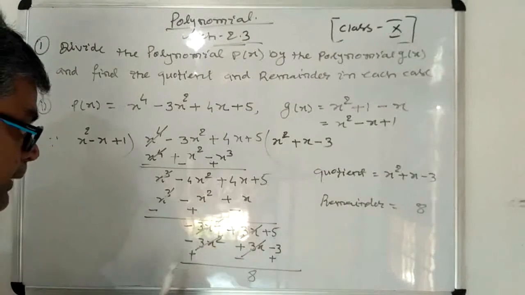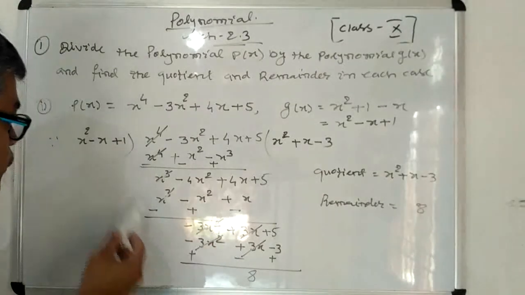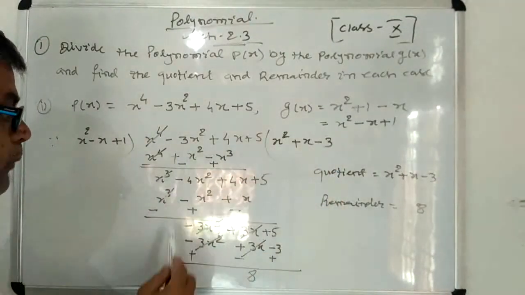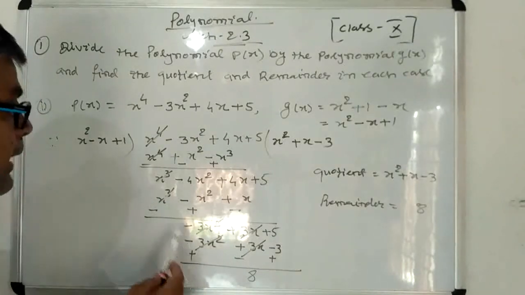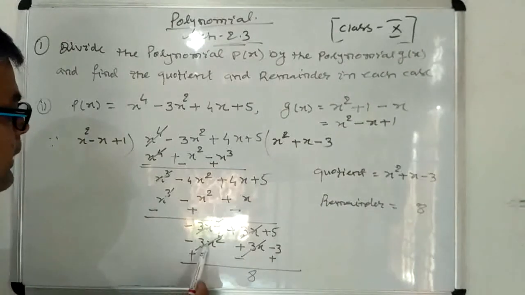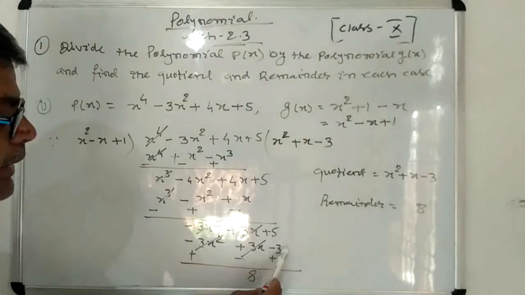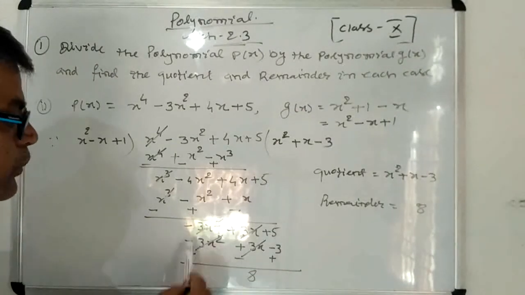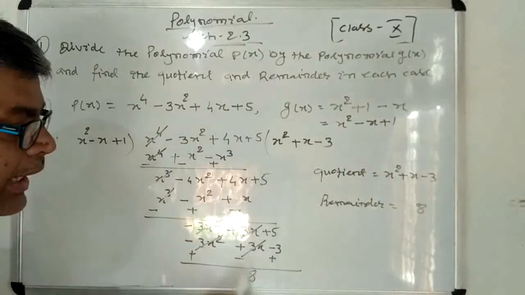Now in this expression our first term is minus 3x square. So we have to multiply the divisor by minus 3 to get the first term minus 3x square. So multiplying by minus 3, it will become minus 3x square, minus minus plus 3x, minus 3. Now change the sign, plus minus plus. So this will cancel. Now 5 plus 3 will become 8.